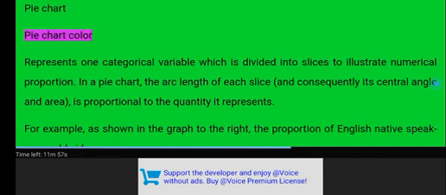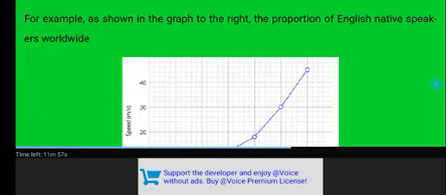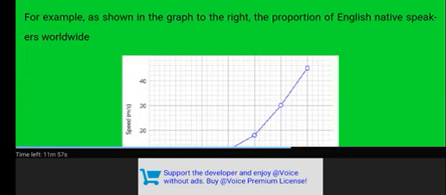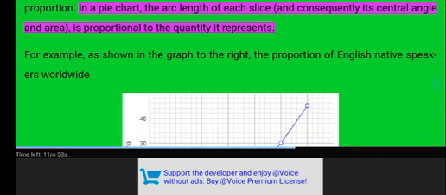Pie chart. Pie chart, color. Represents one categorical variable which is divided into slices to illustrate numerical proportion. In a pie chart, the arc length of each slice, and consequently its central angle and area, is proportional to the quantity it represents. For example, as shown in the graph to the right, the proportion of English native speakers worldwide.